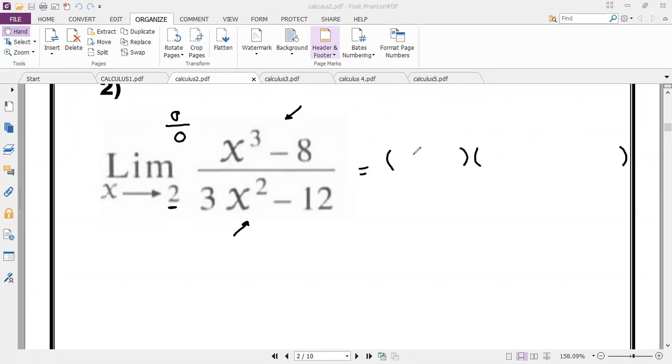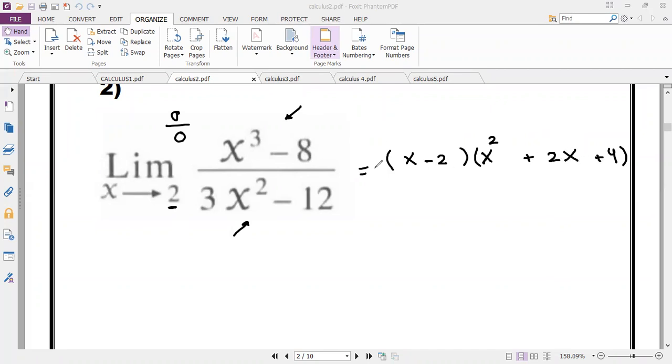x cubed minus 8 is going to be x minus 2. I took the cubic root of the first and the cubic root of the second. Then I'm going to square the first here. The square of x is x squared, and the square of -2 here is 4. Okay, and multiply the first by the second, x and the -2, and change the sign. It will be plus here, plus 2x.